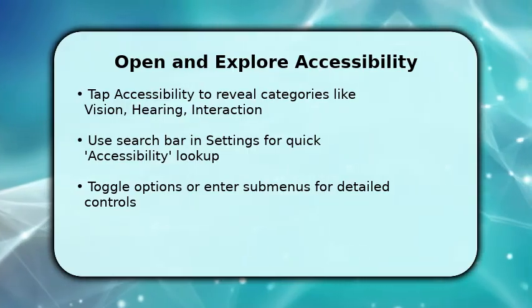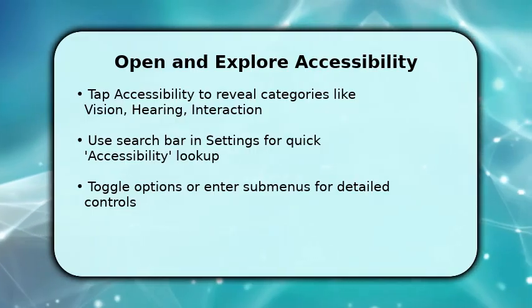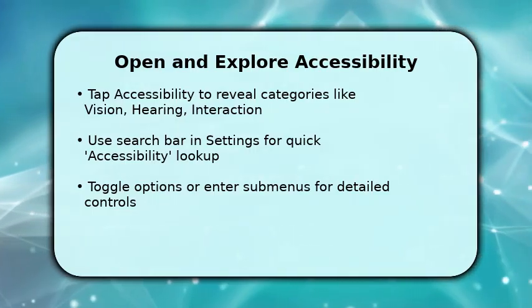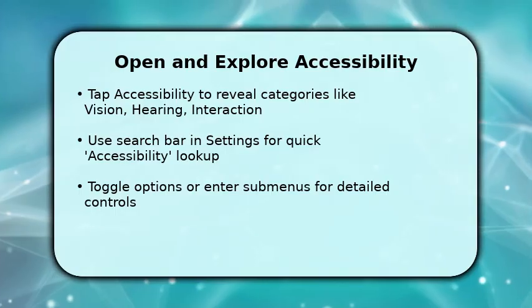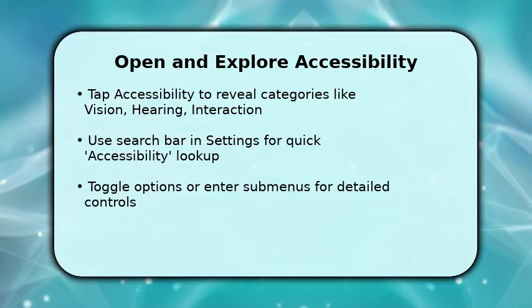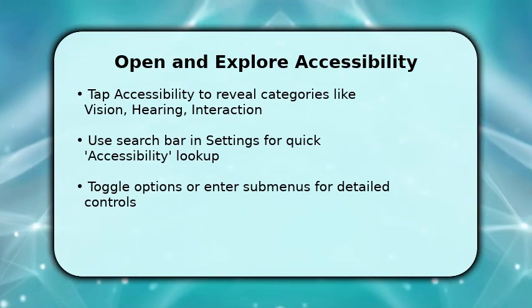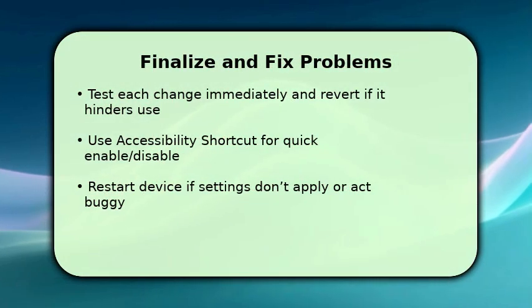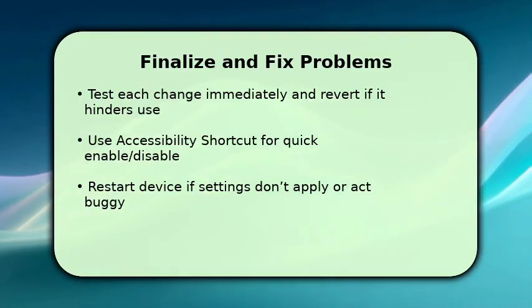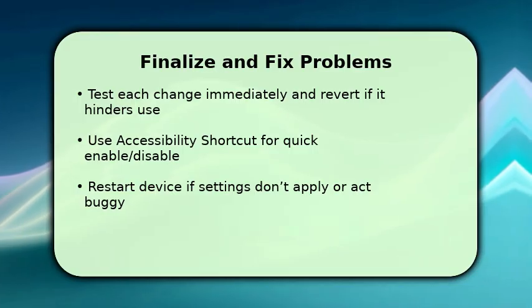This explains what changes. If an item opens a submenu, enter it to adjust intensity, voice speed, shortcut keys, or gesture settings. Make selective changes so you can test one feature at a time. To finish, test each accessibility feature right away. Try magnification, screen reader prompts, or larger text so you confirm it helps.